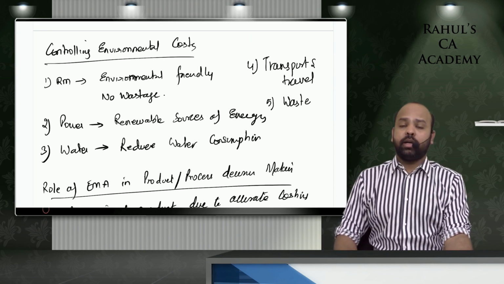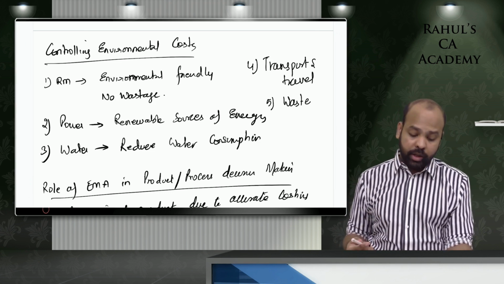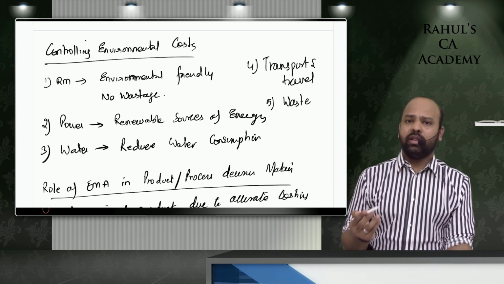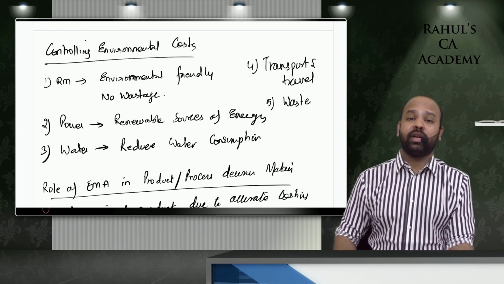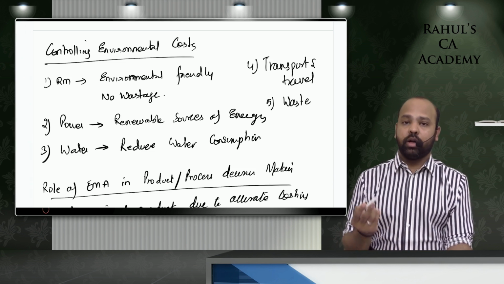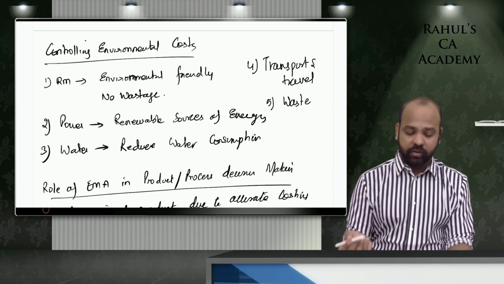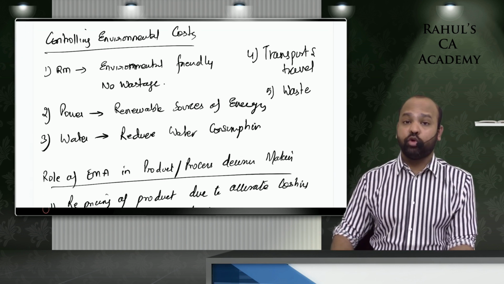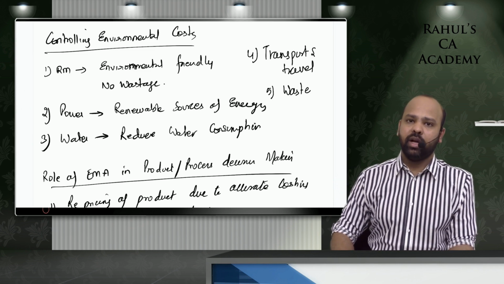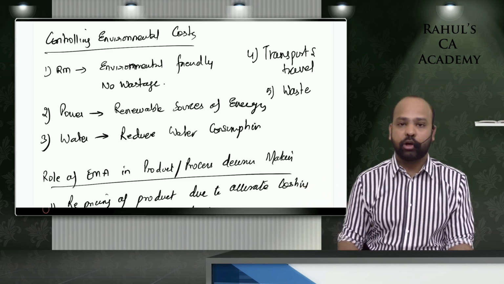Controlling environmental cost, at what are all the places? In raw material you can use an environmental friendly material, one that is not resulting in a huge amount of wastages. That is where I told you these days people use recycled plastic as a raw material, environmental friendly. Or I gave an example of Tesla using nickel as a metal for their batteries. Power: shift to renewable sources of energy as such. The green plants that you're seeing these days, solar powered plants, renewable source of energy. It will not have any impact on the environment.